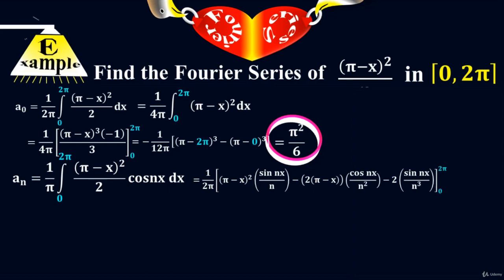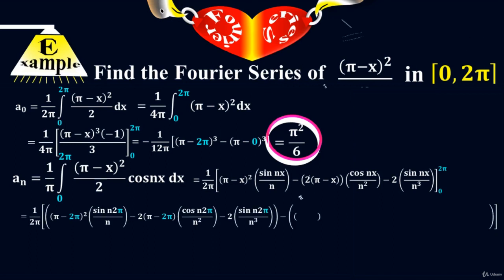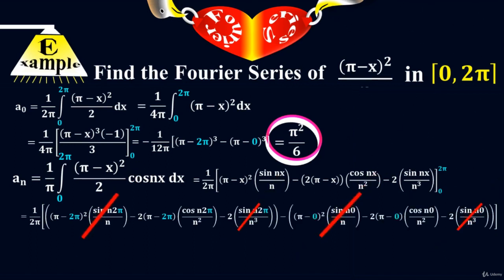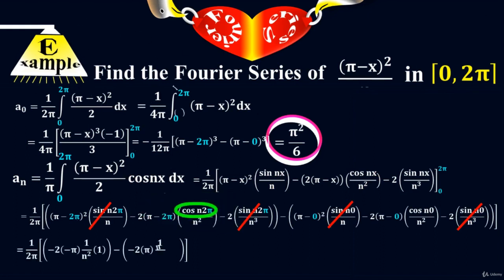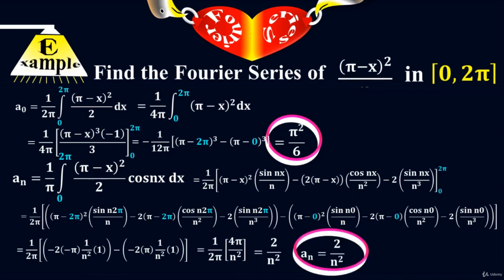Put the limits 0 and 2 pi, where all the sine terms are 0. So I am only left with cos n 2 pi and cos n 0, where cos n 2 pi equals 1 and cos n 0 is also 1. Simplify the equation, and finally I have 2 over n square. This is my final value for a sub n.